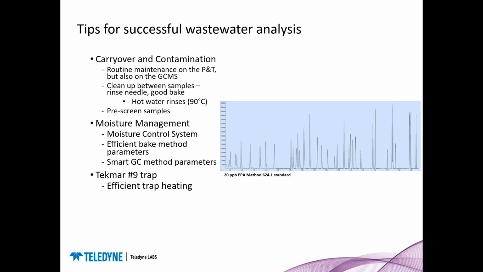And also our Techmar number 9 trap, which is sent out with all of our units. So having the correct trap for the method you're running is key. This trap is great for your standard US EPA methods. You just want to make sure that your trap is reaching temperature to ensure that all those target analytes are desorbing off the trap, and you could see issues like low recovery or carryover if your trap is not reaching temperature.